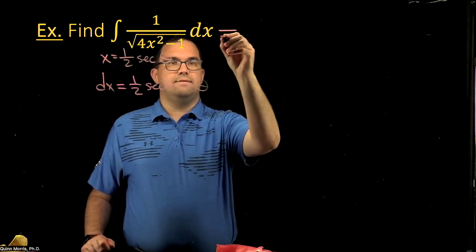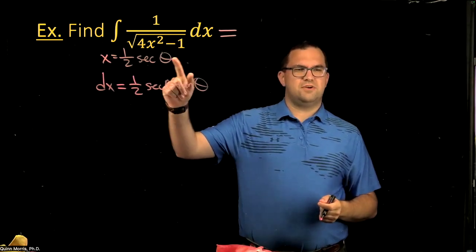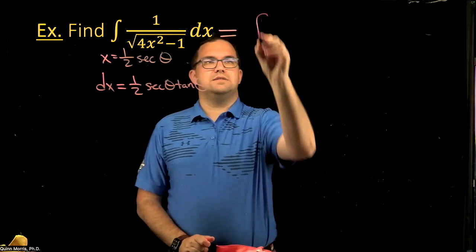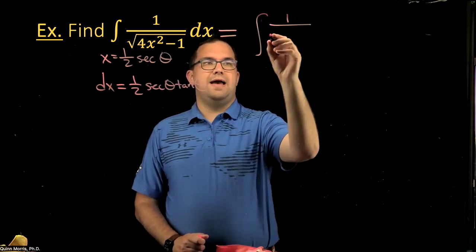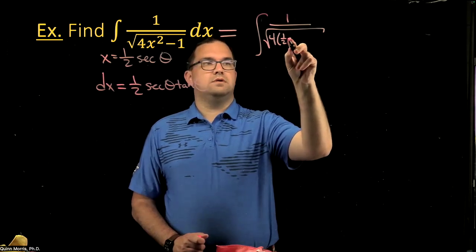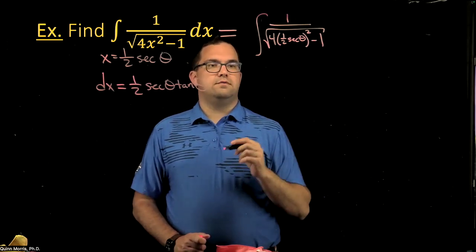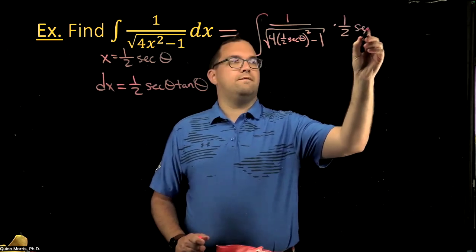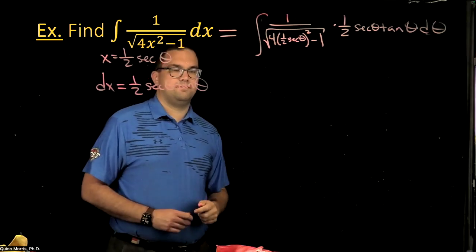Let's see what happens. The nice thing about this in some sense is if you choose the wrong substitution here, you'll usually figure it out because things won't simplify nicely. So it's nice that there's a built-in check here. So this is going to be the integral of 1 over, now I'm going to substitute in my x. So this is going to be 4 times 1/2 secant theta squared minus 1. And then my dx is going to become 1/2 secant theta tangent theta d theta. Okay.